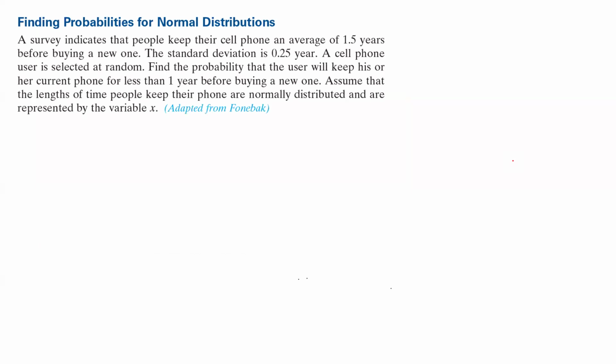Question says, a survey indicates that people keep their cell phone an average of 1.5 years before buying a new one. The standard deviation is given to us as 0.25 year. A cell phone user is selected at random. Question wants us to find the probability that the user keeps their phone for less than 1 year. Assume the length of time people keep their phone is normally distributed and is represented by X.